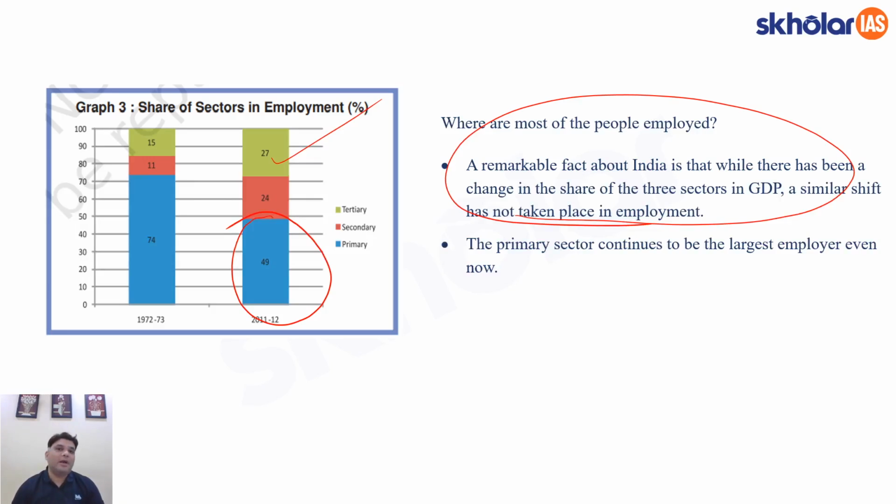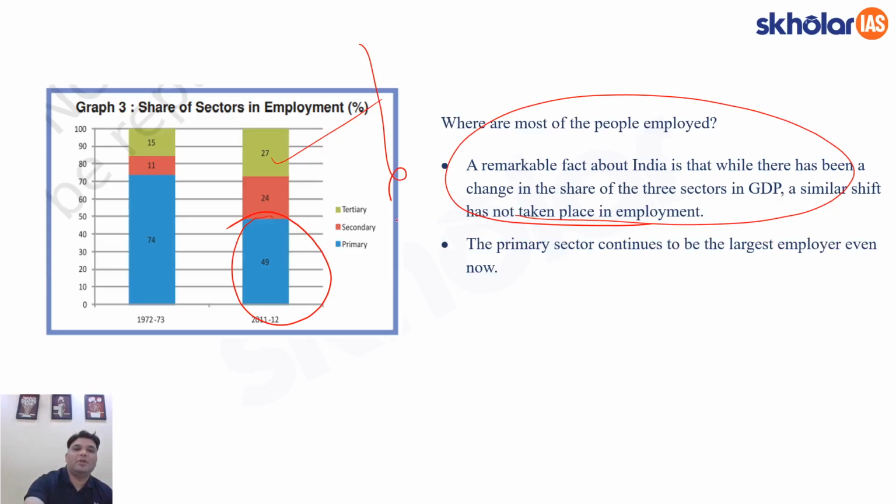This is very useful in essay writing and in Mains answer writing. All the aspirants, please take a note of this: the tertiary sector contributes the maximum to India's GDP, but when it comes to employment, it is the primary sector which contributes the maximum to job creation in India, giving employment to people in India. So that's some sort of an anomaly in India, right?